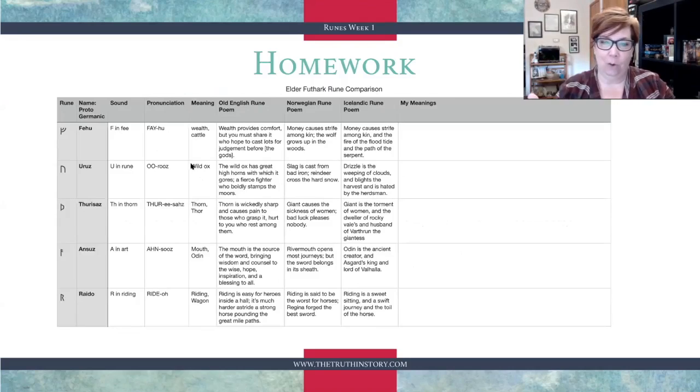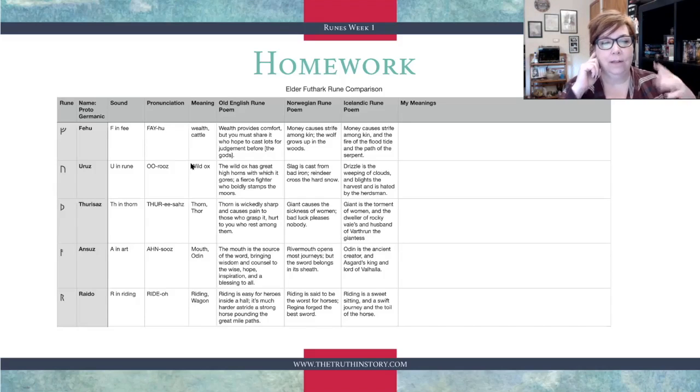We already talked about homework, so I'm not going to go into this, but just take some time. If you've read runes for a long time, step back from whatever meanings you might have locked in. If you've never read runes before, just think about the words. I'm going to send a link of this chanting of the runes because it's so powerful.